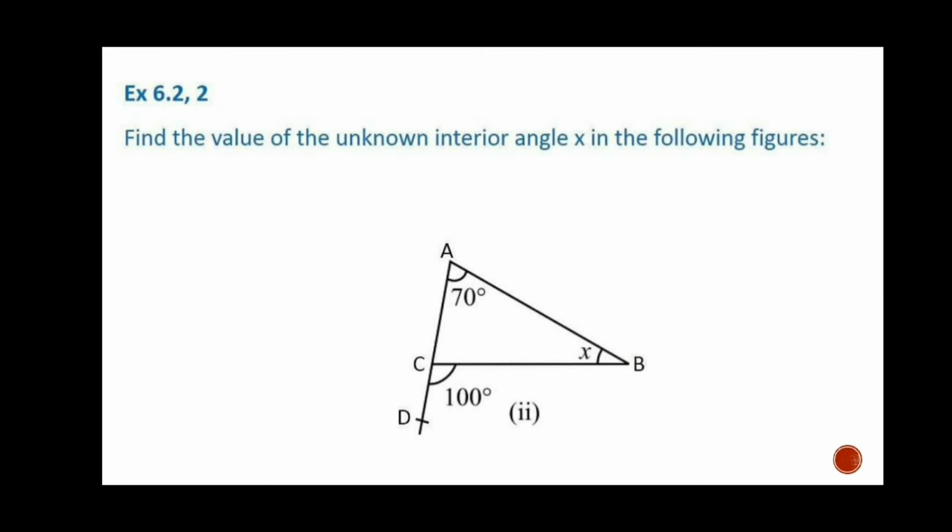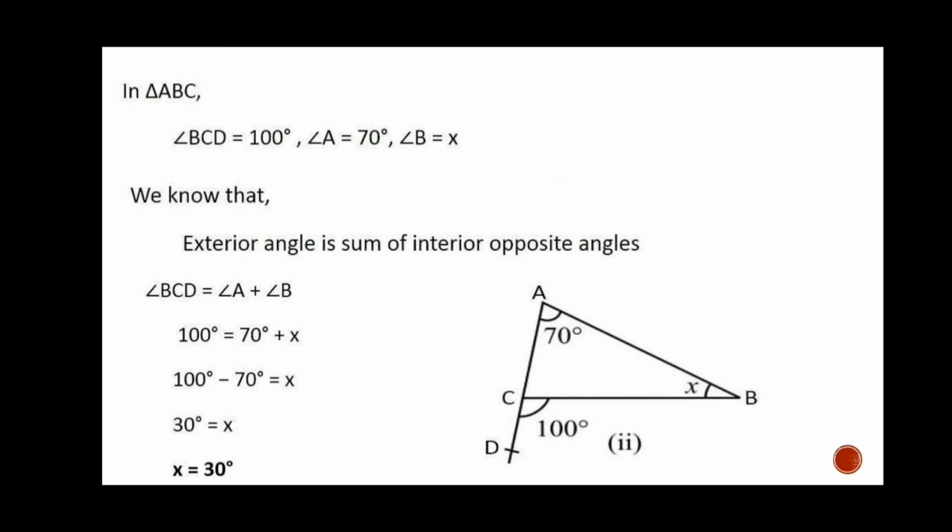Now the second part of this question is to find the value of the unknown interior angle. The same thing: the exterior angle is given and we have to find this interior angle x. So again we will follow the same procedure. Angle BCD is given 100 degrees, which is the exterior angle. Angle A is given 70 degrees, which is an interior angle, and another interior angle is x, which is angle B.